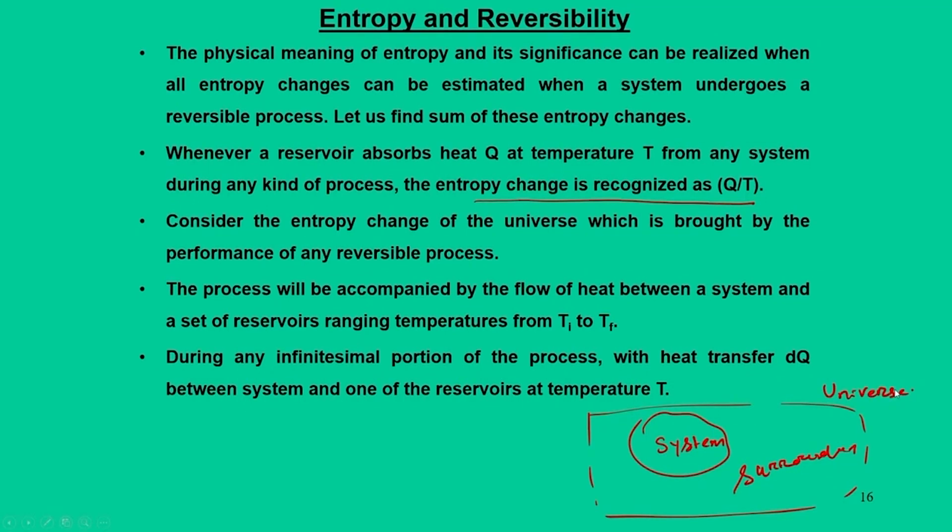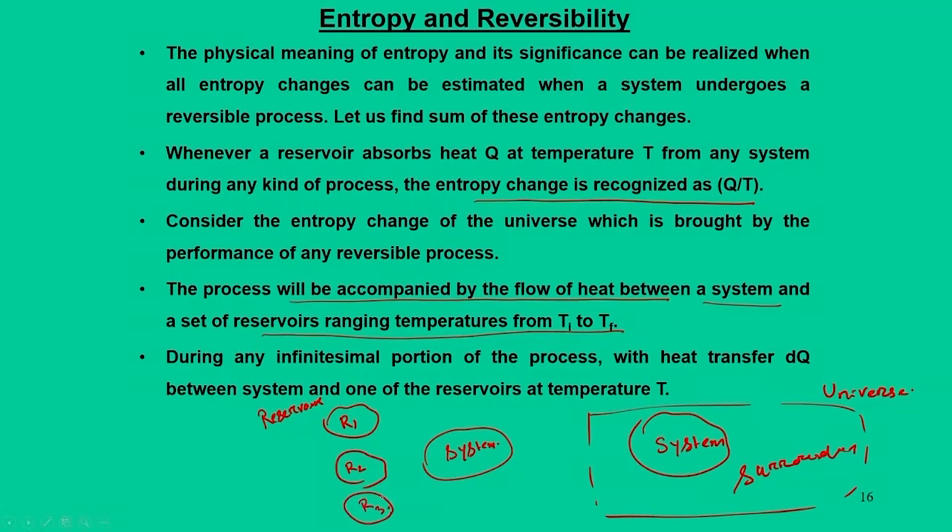So, what we are looking at is, for example, a process which is accompanied by flow of heat between a system and a set of reservoirs ranging from Ti to Tf. We can say that we have a system and there are some reservoirs R1, R2, R3 and so on, and of course all the reservoirs are within the surroundings.